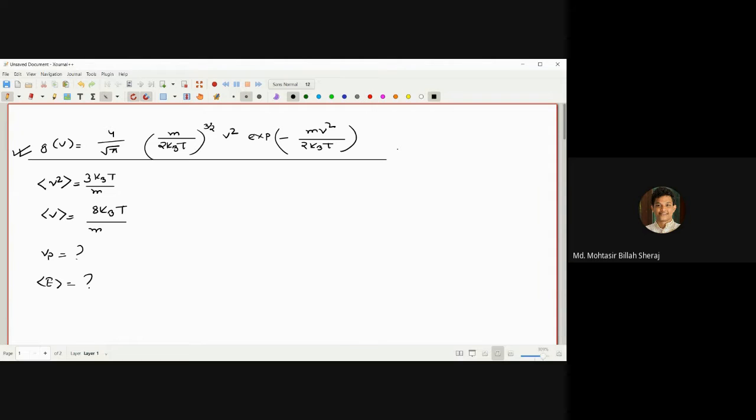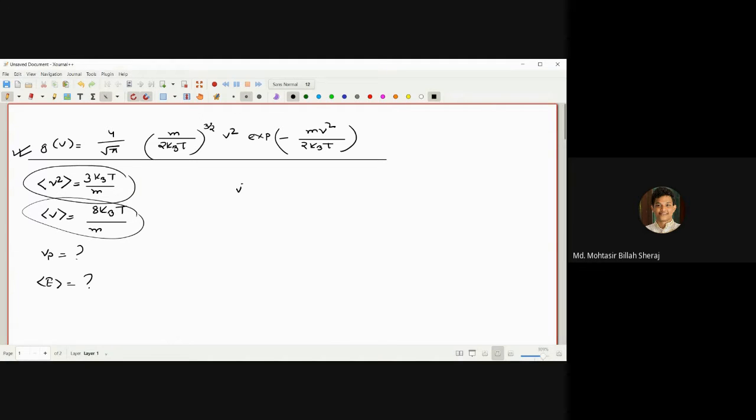Similarly, we have calculated some expectation values from the velocity distribution function, and similarly, we can calculate some expectation values from the speed distribution function. So these will actually be your assignment. Expectation of v square equals 3 kBT by m, and these will also be your assignment. Expectation of v equals square root of 8 kBT by pi m. So the rule is simple.